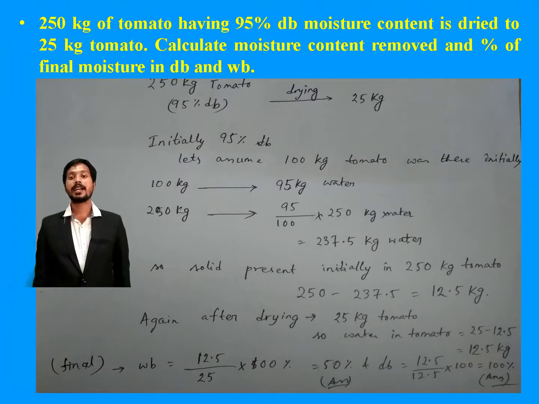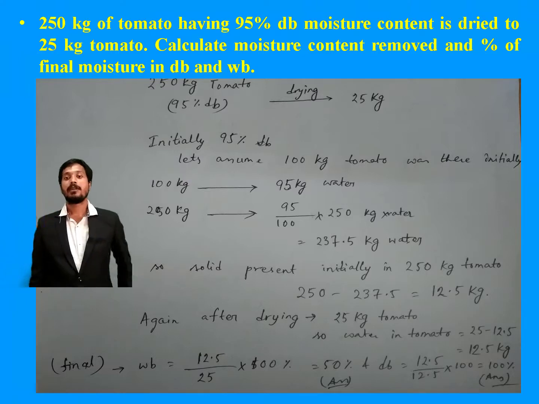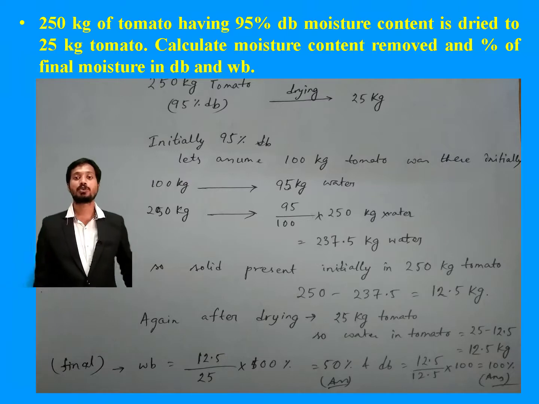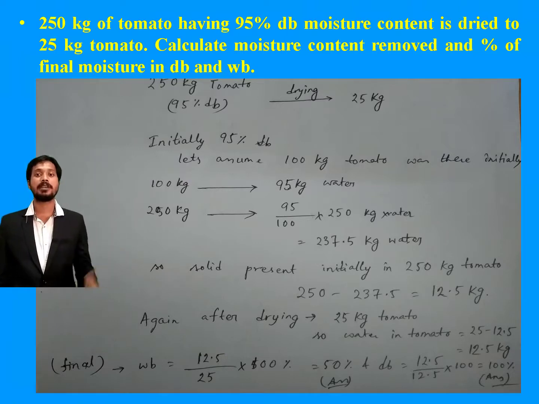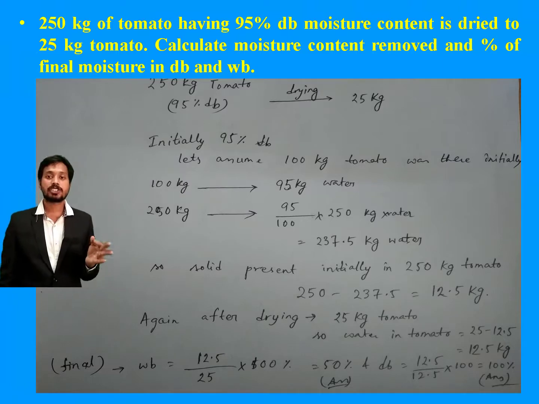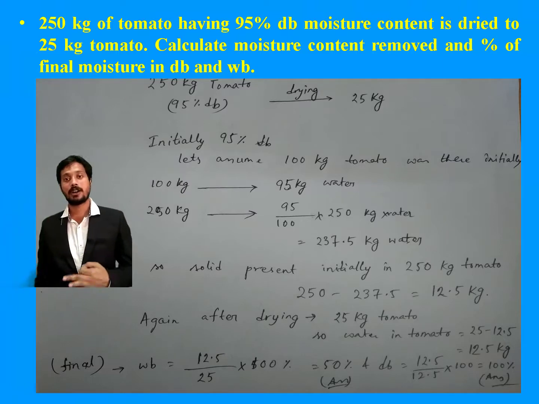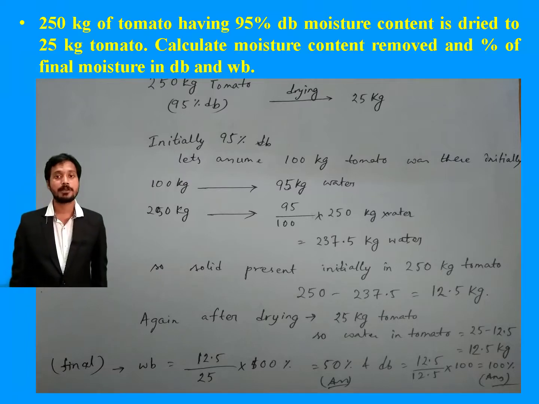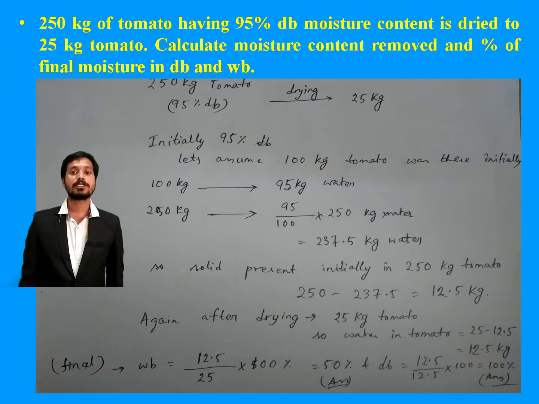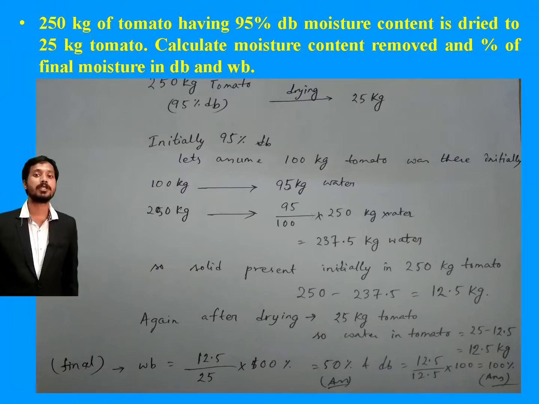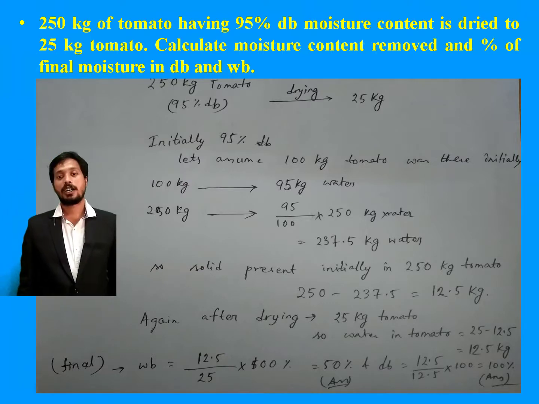So I can calculate percent DB as mass of moisture by mass of solid. That means 12.5 by 12.5, so it's coming 100%. And WB we can calculate as mass of moisture by mass of product. So mass of moisture finally how much? 12.5 kg. And how much is the mass of product present finally? 25 kg. So it's coming 50% is the WB.